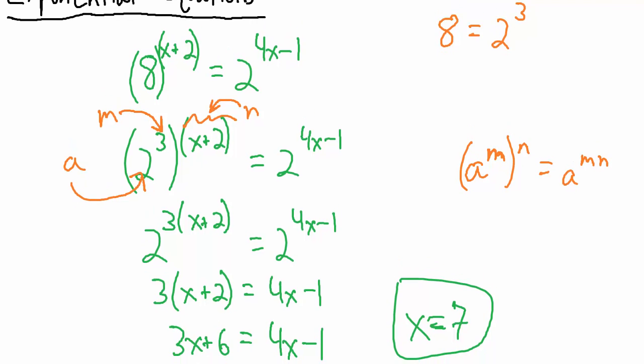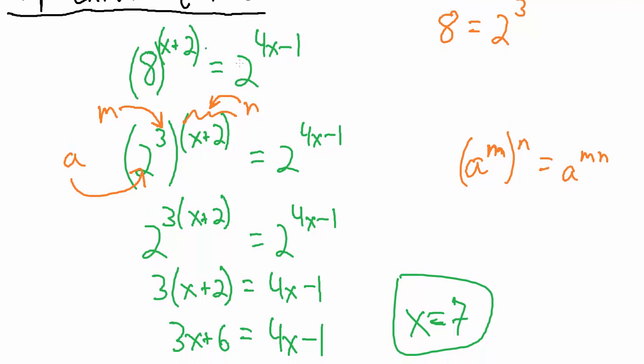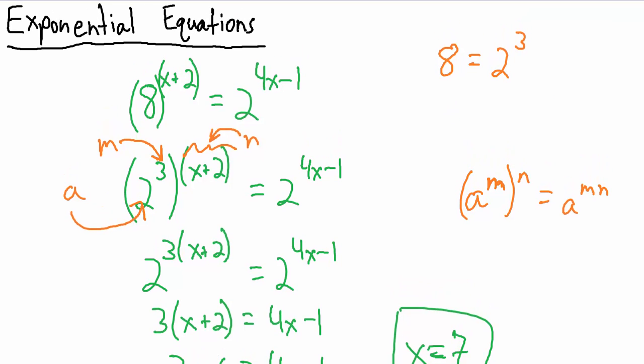The equation that we started with is 8 to the x plus 2 equals 2 to the 4x minus 1. And the solution again is x equals 7. So that's another example of solving an exponential equation.